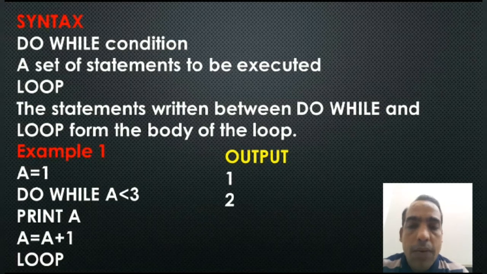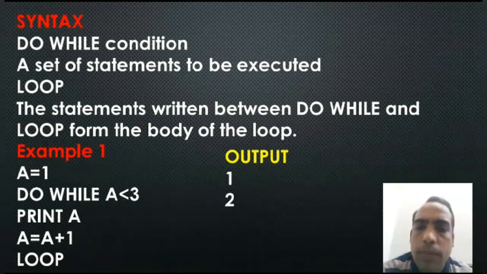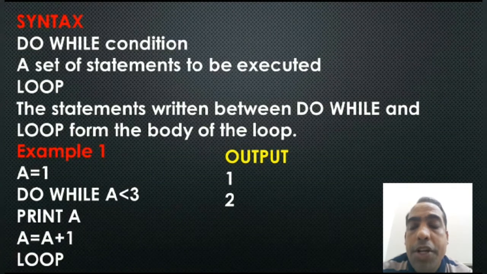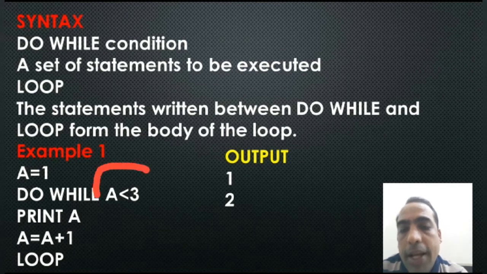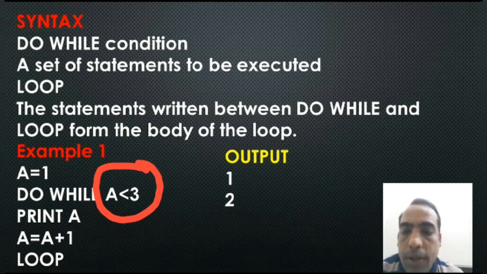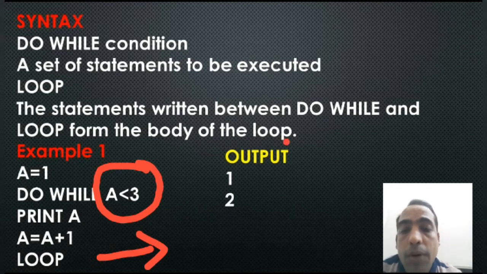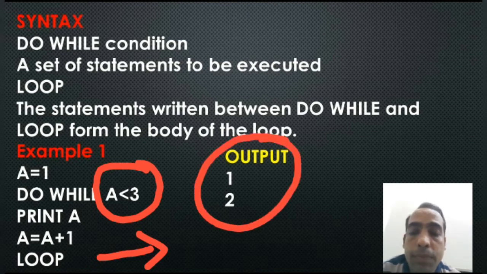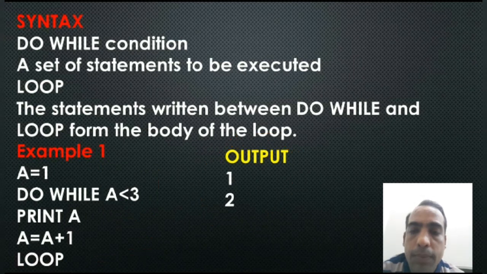Now you can see first example of do while loop. In this program, initial value of variable a is 1. After that we have to write do while a less than 3. Here a less than 3 is the condition of this program. Print a and a equals to a plus 1, both are the statements to be executed again and again till the condition is true. At the end we have to write loop statement. Now you can see the output of this program: 1 and 2.